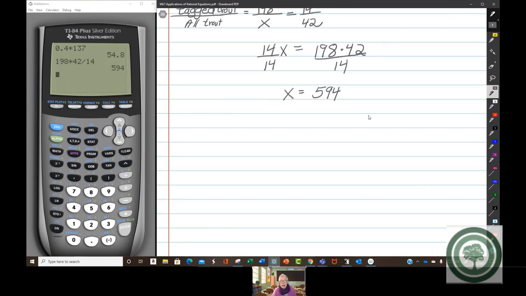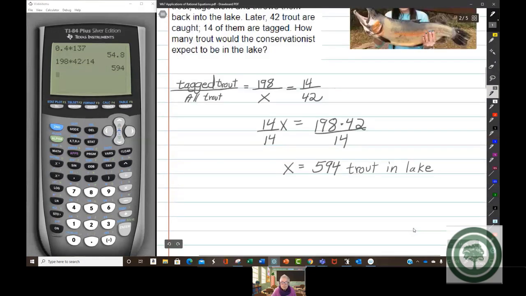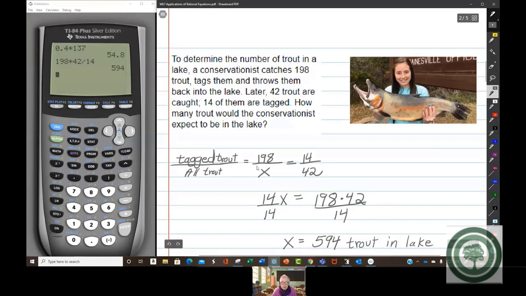Notice they imply, wait a minute, let me write trout in lake. The only problem with this is that you're not told how many trout are in the lake. Of course, that's what you end up having to find. But you have to kind of work that out in your head, unless it's just obvious. So are there any questions about this?